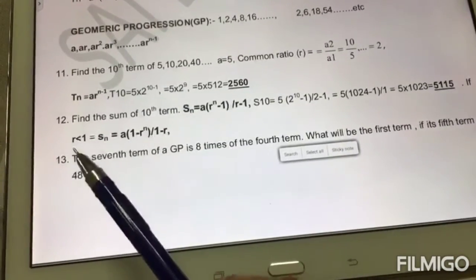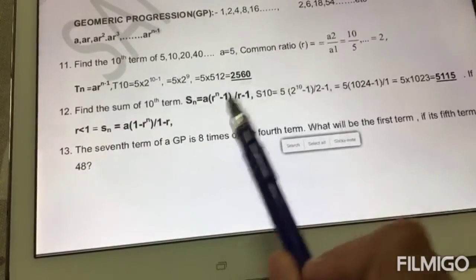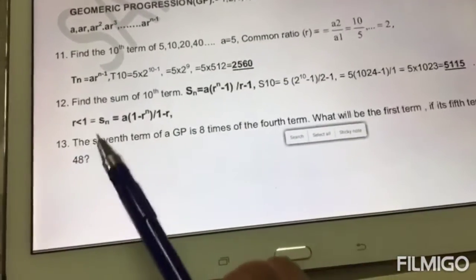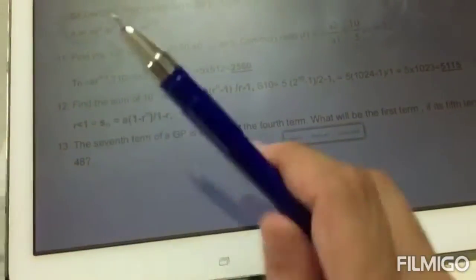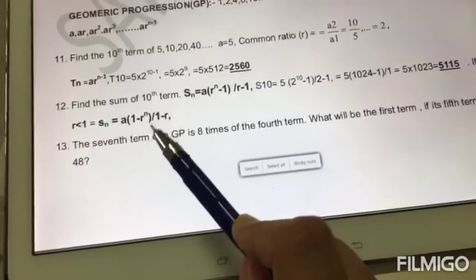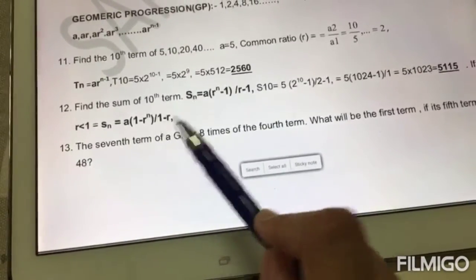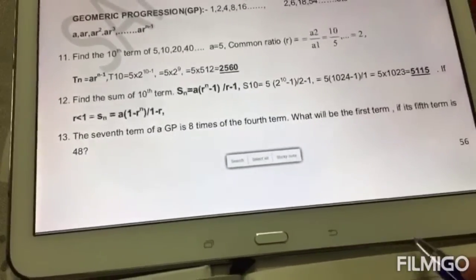If R is less than 1, then this is the formula we have to use. Here R is 2, so it is greater than 1, and we can use this. But if R is less than 1, let's say R is 1 by 2, then we have to make a slight change. It is A, open brackets, 1 minus R raised to n, divided by 1 minus R. You have to memorize these formulae.